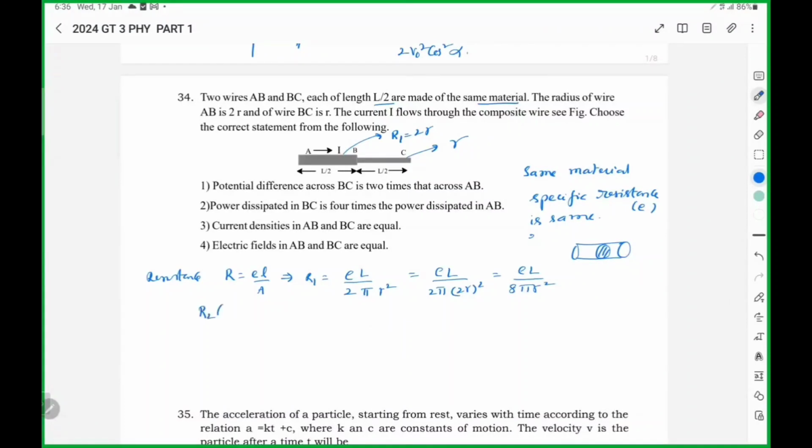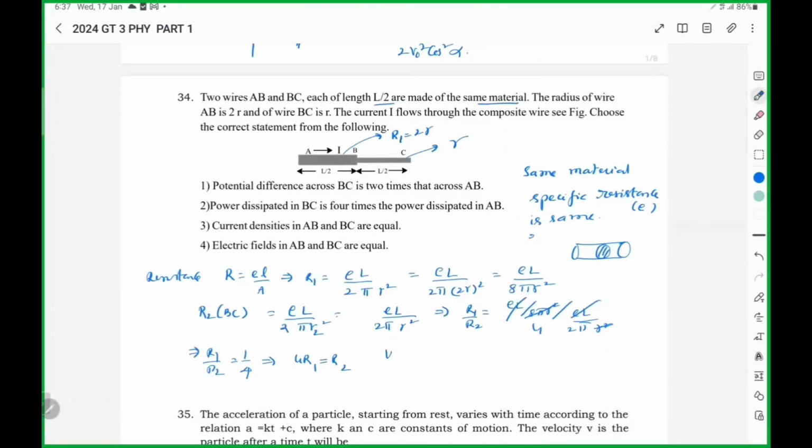For the second wire, that is BC, same material, same length, but radius is R, so area pi R square. From here, R1 by R2 means rho L by 8 pi R square by rho L by 2 pi R square, which implies R1 by R2 here is 1 by 4. So, 4 R1 is R2.